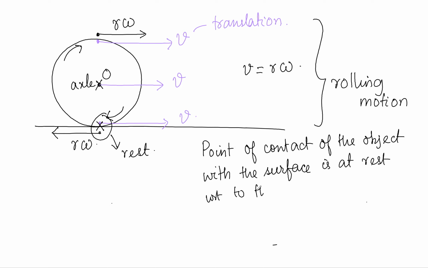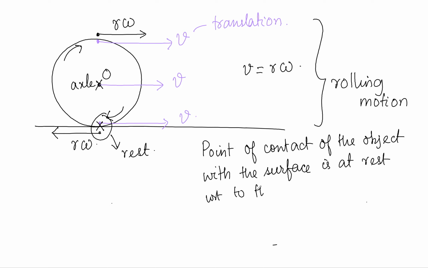Such kind of a motion is called rolling motion. So there are two kinds of motion. There is motion that is rolling, which is what people call pure rolling, or there is motion that is not rolling, which includes all other kinds of motion.